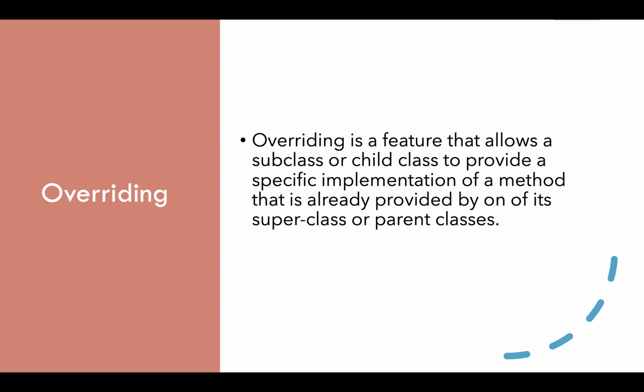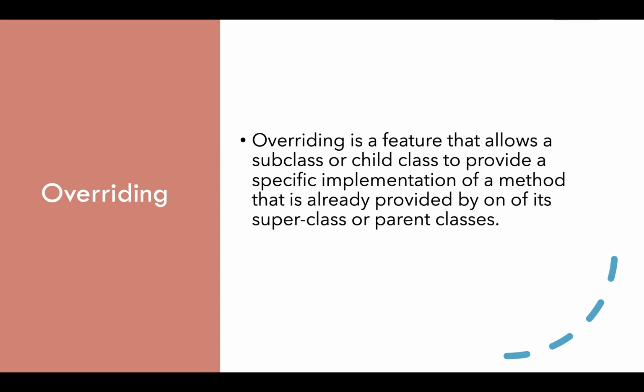The next topic we're going to talk about is overriding. Overriding is a feature that allows a subclass or child class to provide a specific implementation of a method that is already provided by one of its superclasses or parent classes. Basically, it's taking that same function that is already declared in your parent class and rewriting it, overriding it, changing what it does.